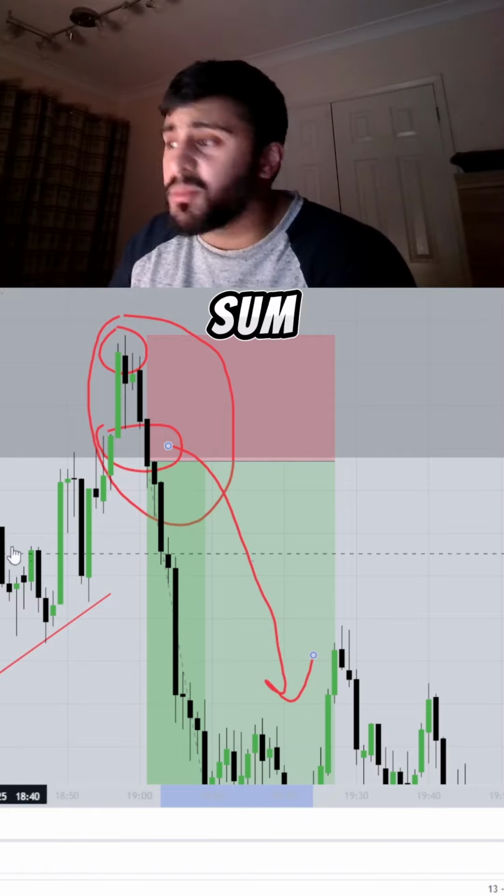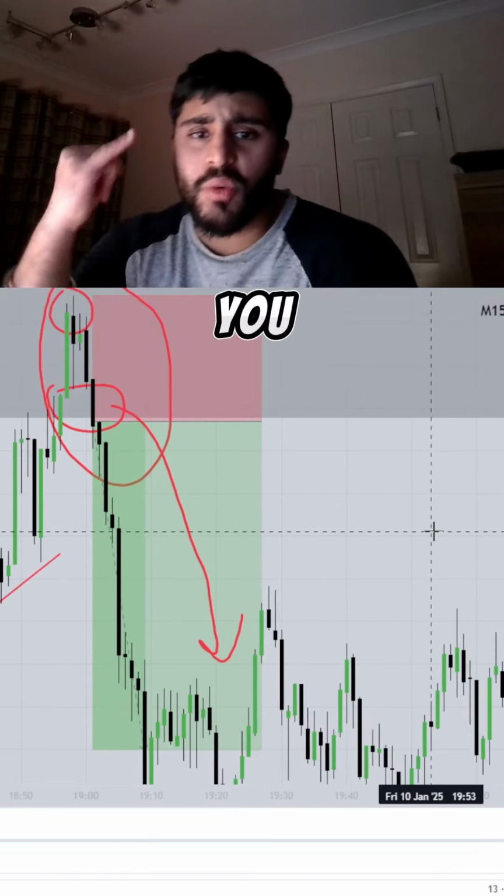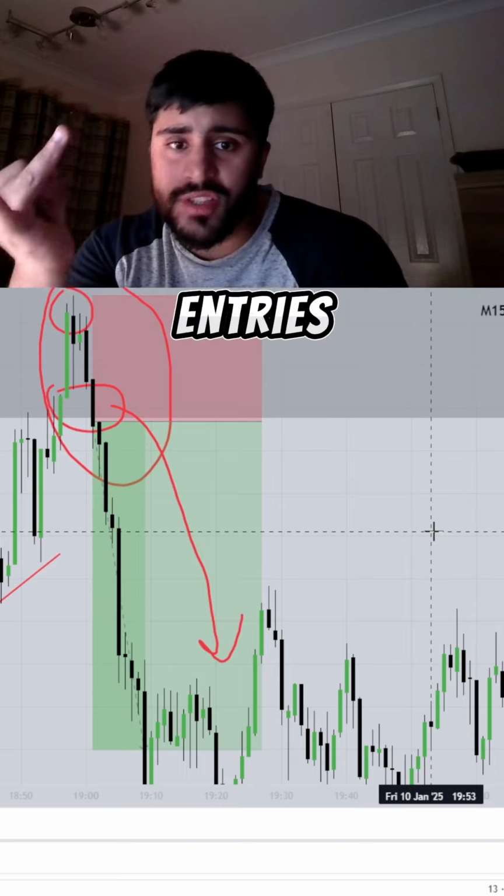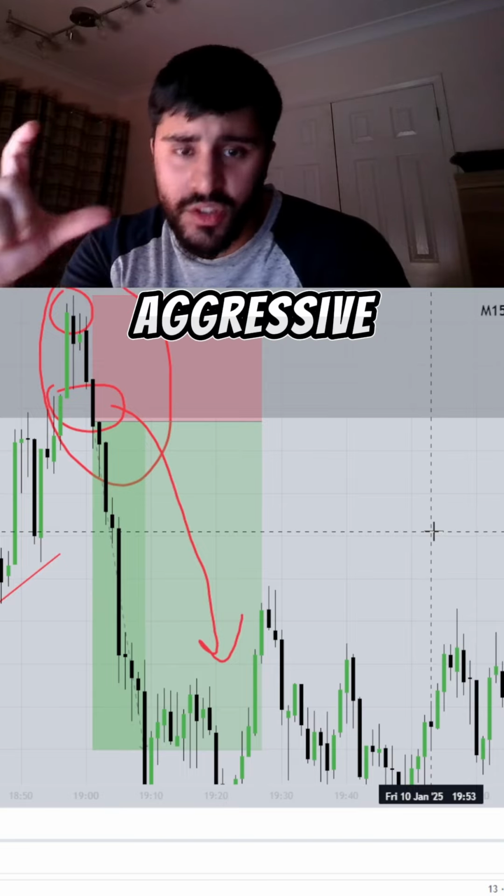So to quickly sum up the strategy, you want 15-minute fair value gaps, you want 1-minute entries, and you want to use the order flow to confirm who is aggressive and who is passive, right?